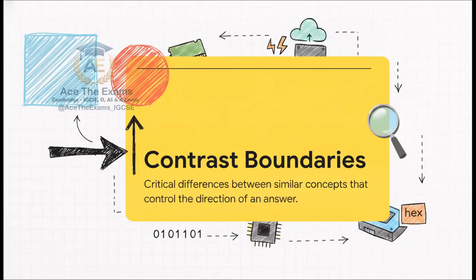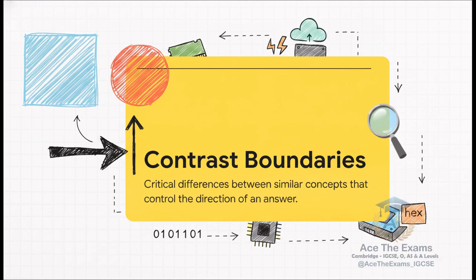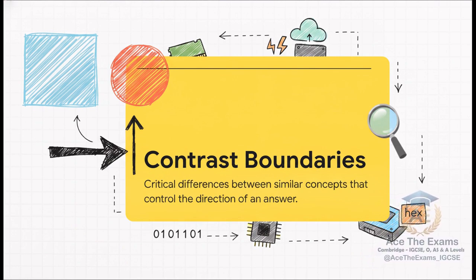A massive part of correctly classifying the concept in Step 2 is mastering what we call contrast boundaries. These are the critical definitional differences between similar-sounding concepts that dictate the entire direction of your answer. Think about the boundaries between memory versus storage, or a compiler versus an interpreter. Computer science reasoning relies heavily on you knowing exactly where these boundaries lie.